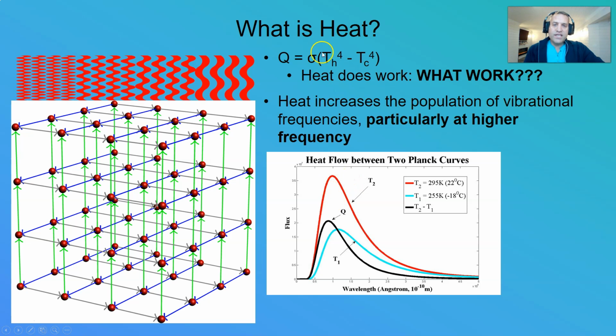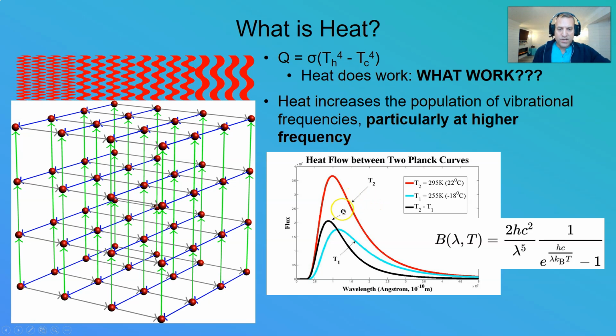So heat specifically is the difference between sigma times the hot temperature and sigma times the cold temperature. So what this looks like as a plot here are these curves. So here we have the T2 curve, which is the hot curve, and the T1 curve, which is the cool curve, and that's exactly what these two terms represent. So each of these curves here is given by the Planck formula. This is called the Planck curve.